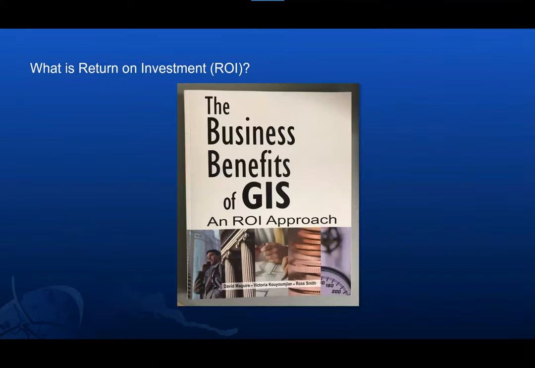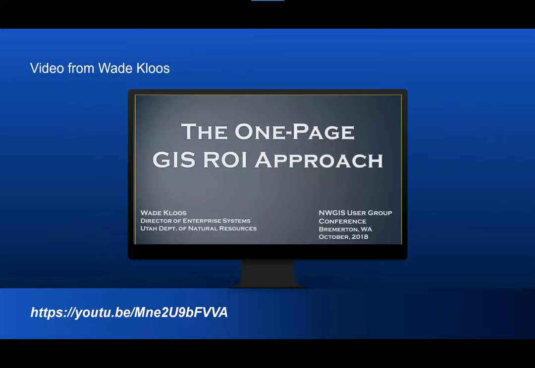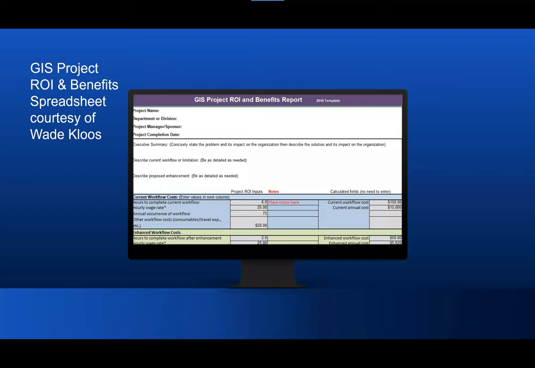If you want more information about how to formally produce an ROI report, check out this book, The Business Benefits of GIS and ROI Approach. If you're looking for another good resource on how to calculate and document ROI, you should check out this video from Wade Kluse. He's the Director of Enterprise Systems at the Utah Department of Natural Resources, and he's spent a lot of time working on GIS ROI, and he's authored several articles about it. And this video presents the method he uses to calculate and document the ROI that he generates. And in the video, he shares this spreadsheet he's created that can help you calculate and document your GIS ROI.